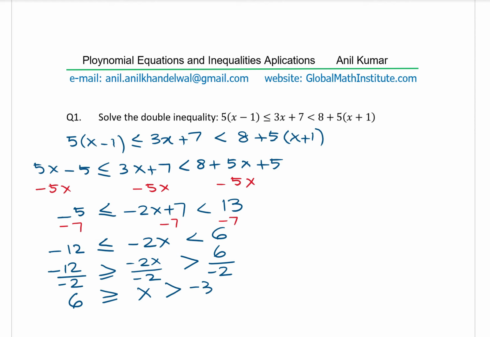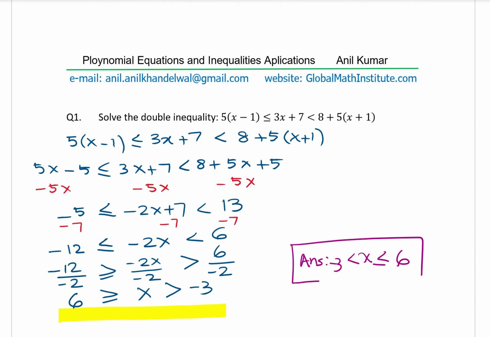minus 3. You get just the right signs. Do you see the importance? So if you're multiplying or dividing by a negative number, you have to change the sign of inequality. So that becomes our solution. Perfect. So we have our answer, and the answer here is that x is greater than minus 3 and is less than equal to 6. And that is how you're going to solve this double inequality. Let's move on and take the next question.